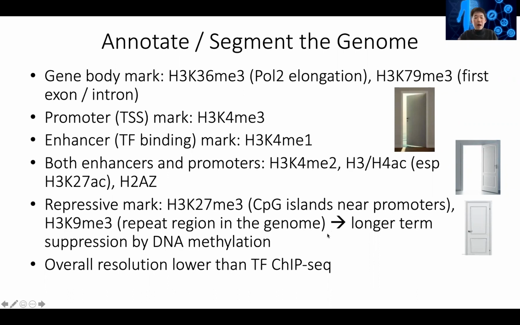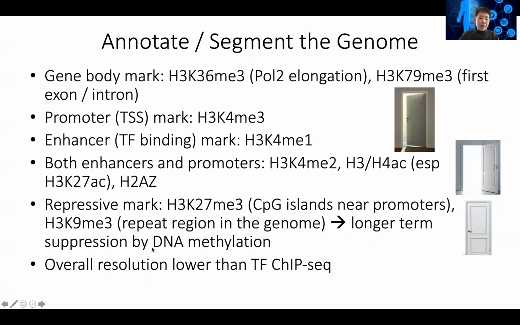But then for even longer term suppression, you can also use DNA methylation, which is, not only is the door closed, you add a lock to it, like a big lock here, or use a board to board up this region. Then you say, okay, this region is really off limits in those repeats.